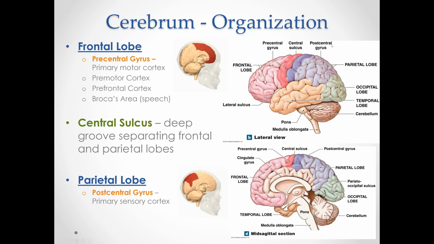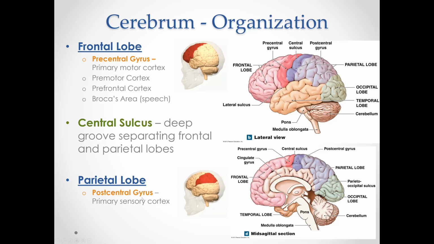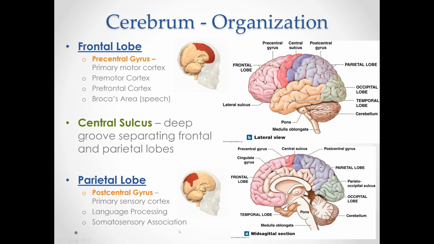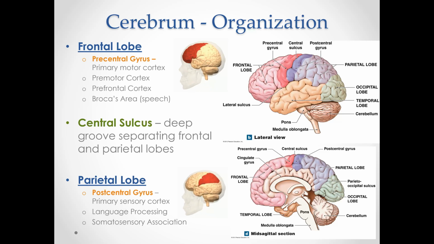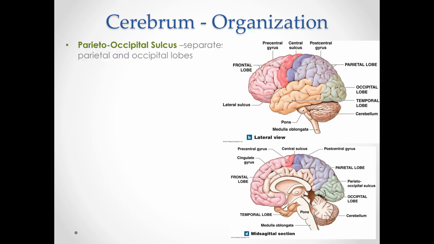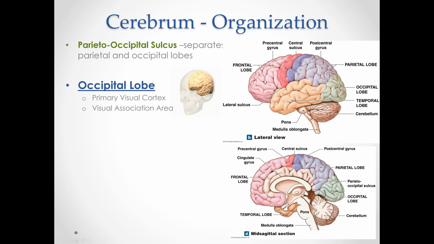The post-central gyrus contains the primary sensory cortex, and the other areas that we'll learn about in the parietal lobe are the language processing areas and somatosensory association areas. Then we have the parieto-occipital sulcus, back here, separating the parietal and occipital lobes. Then you have your occipital lobe, which is in the very back of the brain. The occipital lobe contains the primary visual cortex and the visual association area.